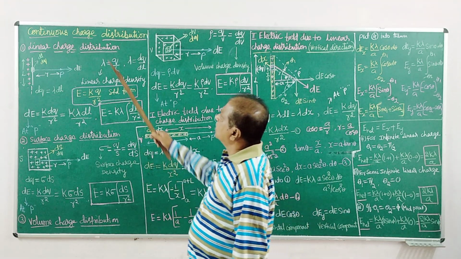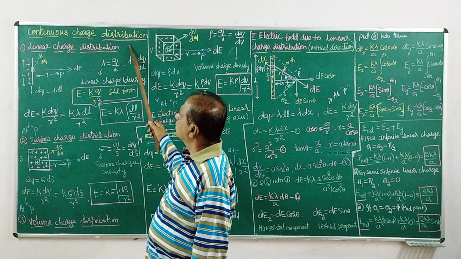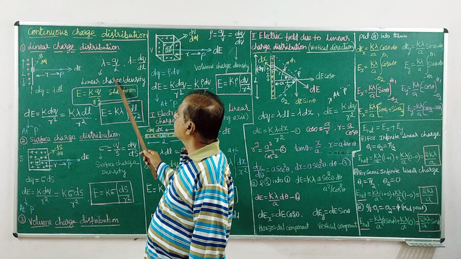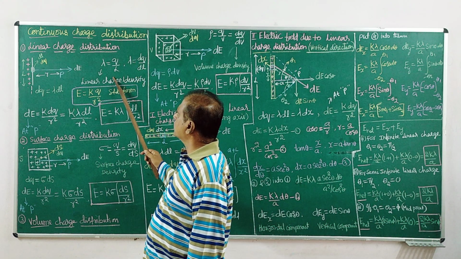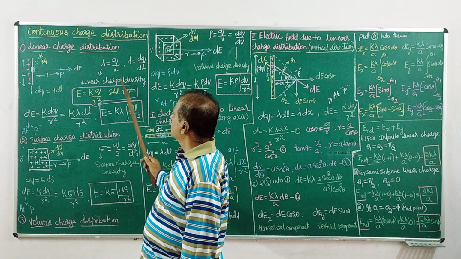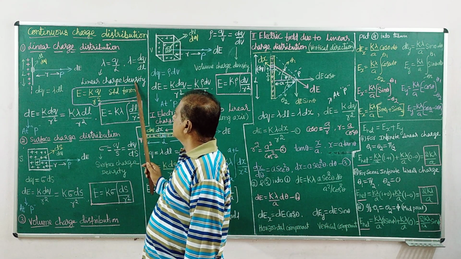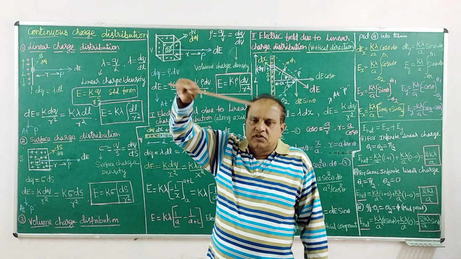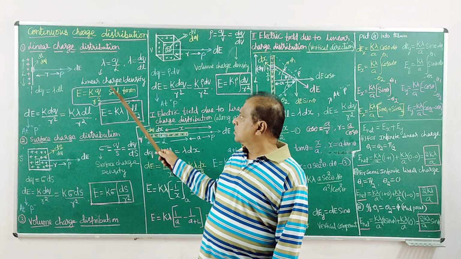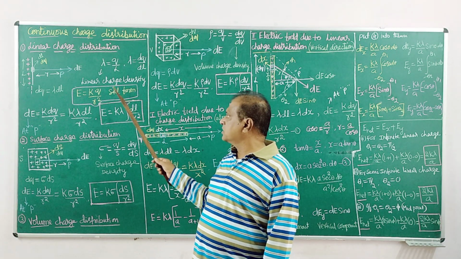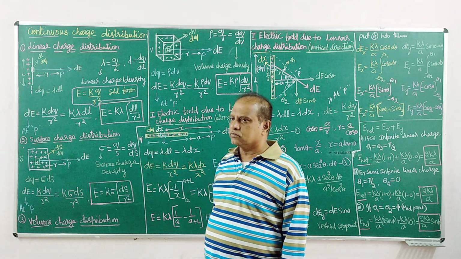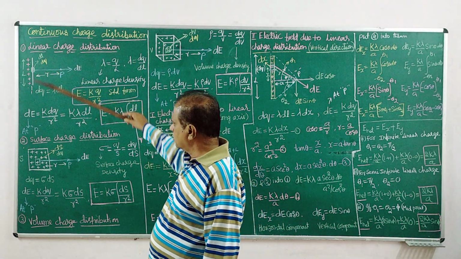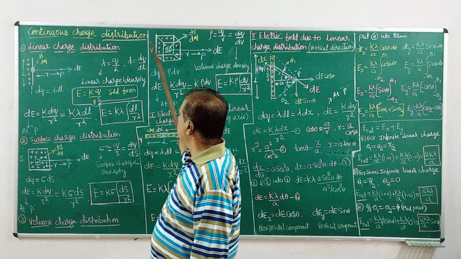This continuous charge distribution is characterized by an important term, that is, charge density, or density of a charge on the surface. The density of charges is also called charge density. What is meant by charge density? Charge means here the charges are distributed.